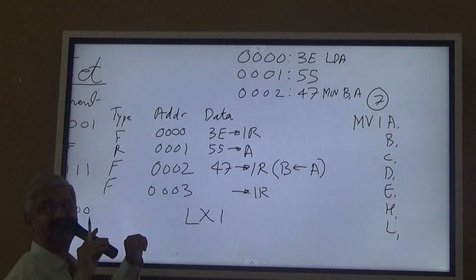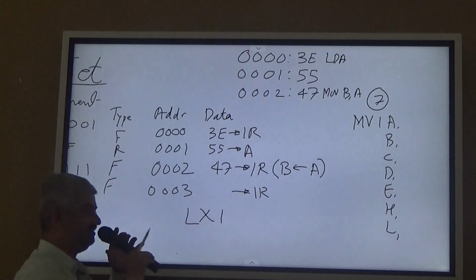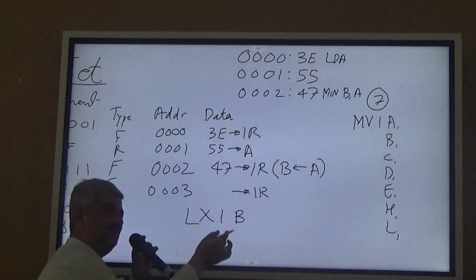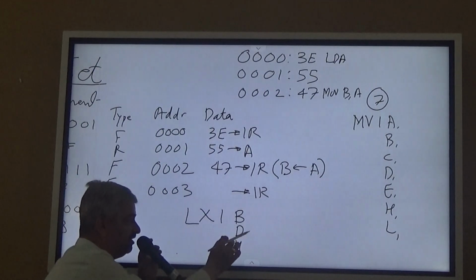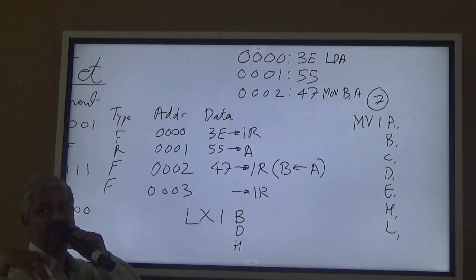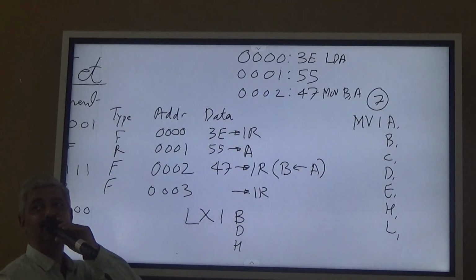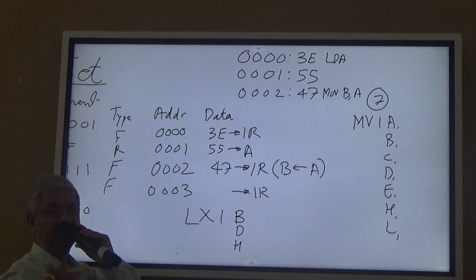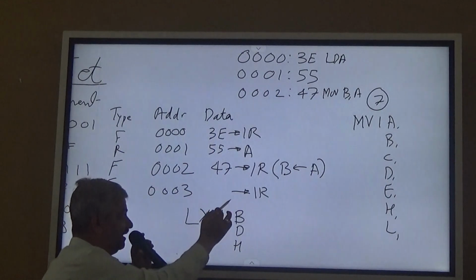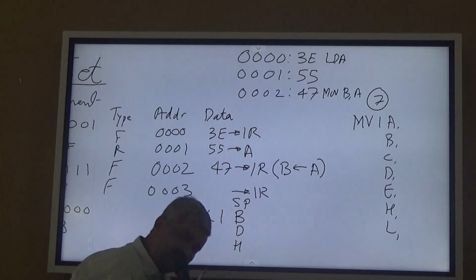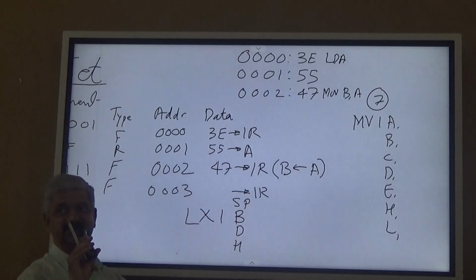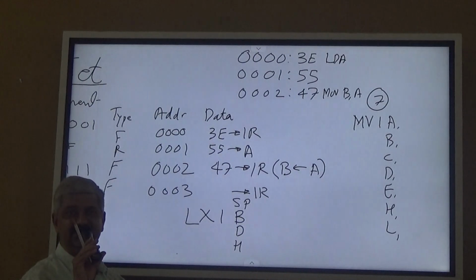Load register pair. How many register pairs are there? LXI B. Pair means B and C, but we write only BC. LXI D, LXI H. There is one more register pair which we will use later. That is SP, program counter. Sorry, stack pointer. LXI SP. So there are 4 LXI instructions, right? How many bytes will the instruction be? 3 byte. This is 3 byte.